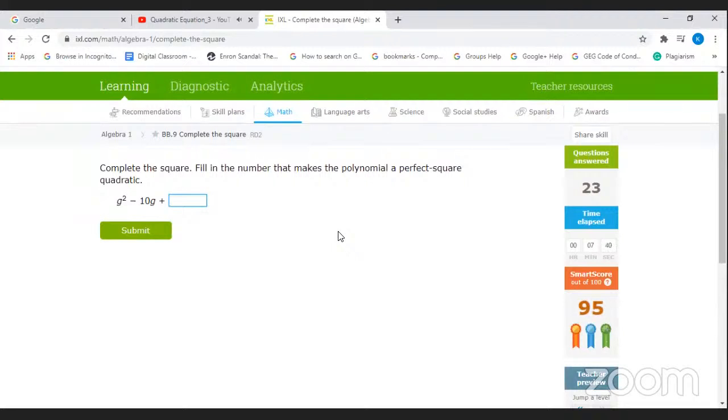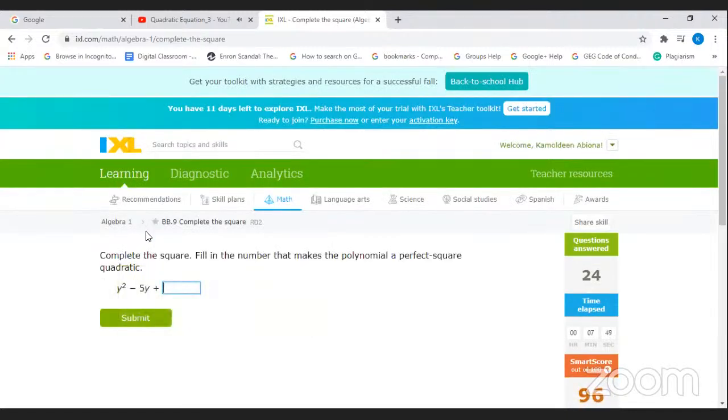Okay, minus 10, half of it is minus 5. Minus 5 squared, that's 25. Okay, let's try to finish this. Minus 5 squared. Sorry, minus 5 over 2, square it. That will be 25 over 4. So that is that. Now we are going to stop here. Let me just give us the assignment.